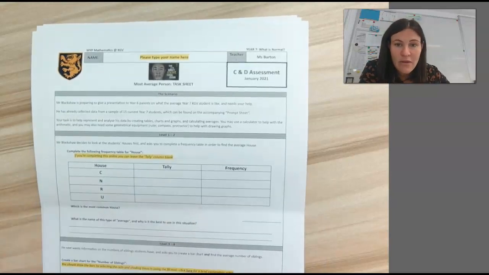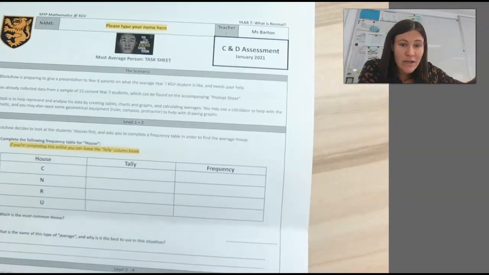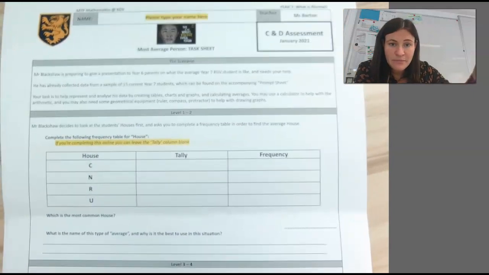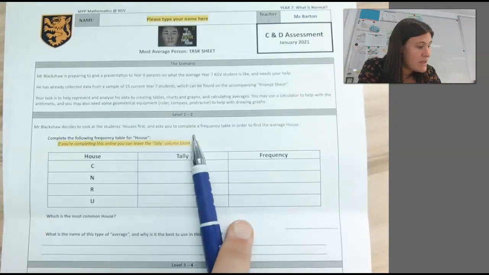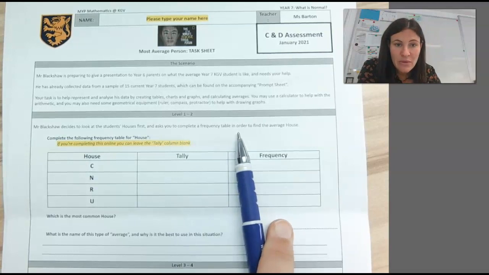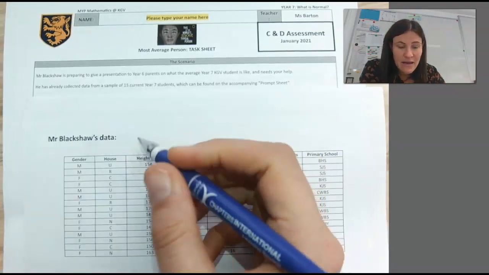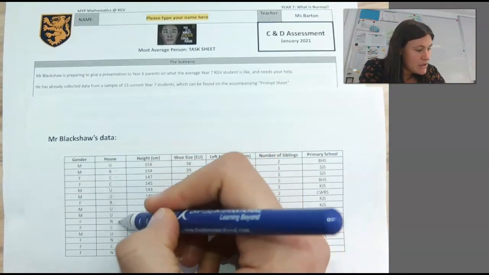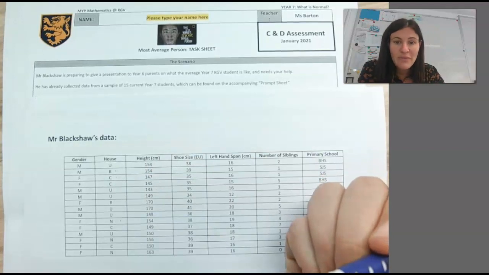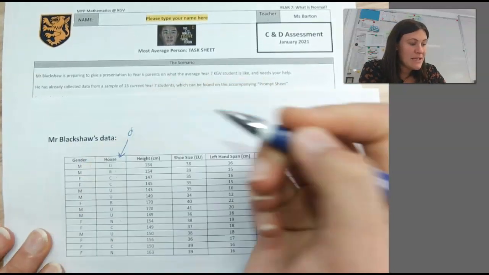So first part then. Mr. Blackshaw decides to look at the students' houses first and asks you to complete a frequency table in order to find the average house. So we're looking at this data here, the different houses. So we've got Upstill, Rowell, Crozier and Nightingale. That's what those letters stand for, but if you didn't know that, it's fine, you could just put the letter. So this data is not numbers, okay? It's categorical data, it's a category.